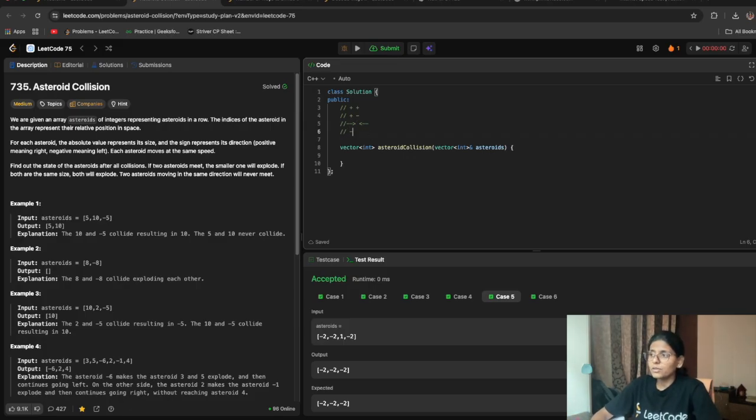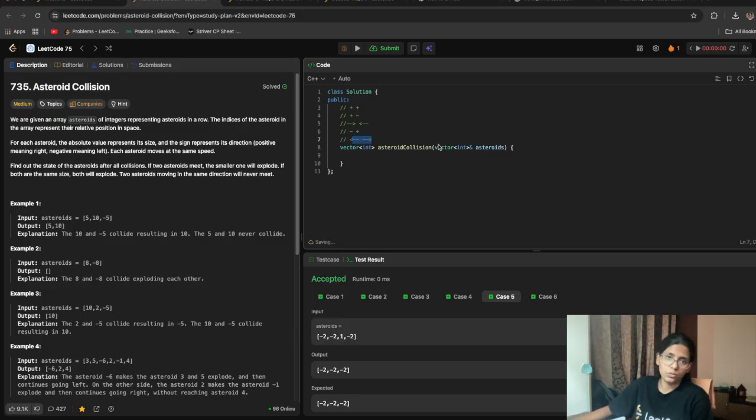Then what can happen is that our recent asteroid can have a minus sign, that is, it is going in the left direction, and the current one can have a plus sign. It means it's going in the right direction. I'm not saying that in this case collision will occur. I'm just trying to find whether collision will occur or not. Minus means it is going in the left direction. Plus means it's going in the right direction. It means this direction.